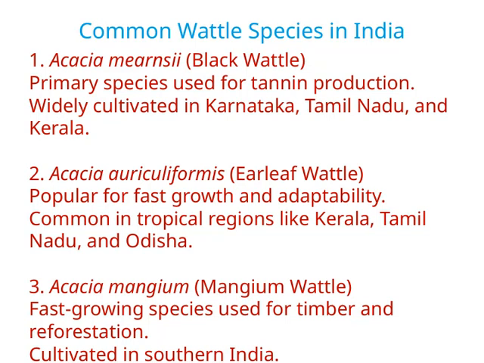Let's take a closer look at some of the common wattle species found in India. First, we have Acacia mearnsii, commonly known as black wattle. This species is primarily used for tannin production, which is important in the leather industry. You'll find it widely cultivated in states like Karnataka, Tamil Nadu, and Kerala, thanks to its high tannin content and adaptability. Next, there's Acacia auriculiformis, or earleaf wattle.